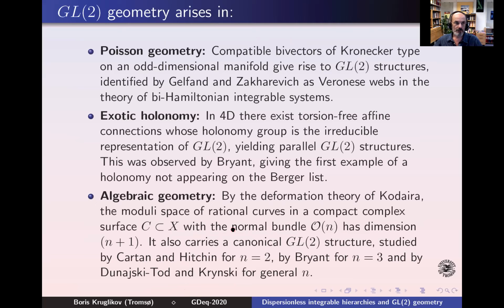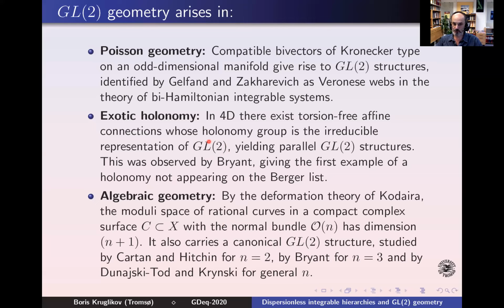Okay, so where does GL2 geometry arise? In Poisson geometry, namely as compatible bivectors of Kronecker type on odd-dimensional manifolds. And these were identified by Gelfand and Zakharevich as Veronese webs in the theory of bihamiltonian integrable systems. In exotic holonomy, in dimension 4, there exist torsion-free affine connections whose holonomy group is an irreducible representation of GL2, right? So GL2 has a four-dimensional irreducible representation, unique. And this gives basically parallel GL2 structures.